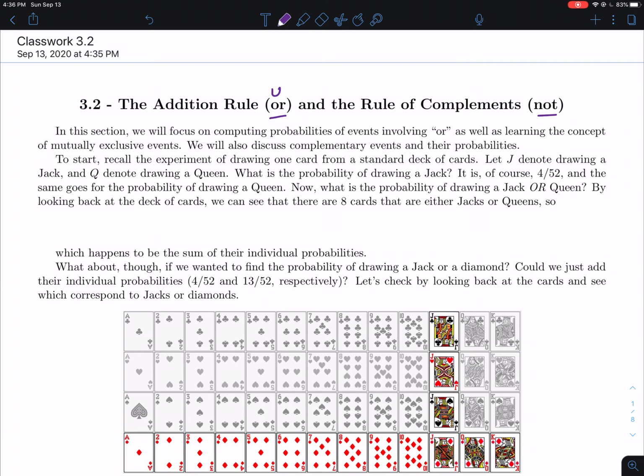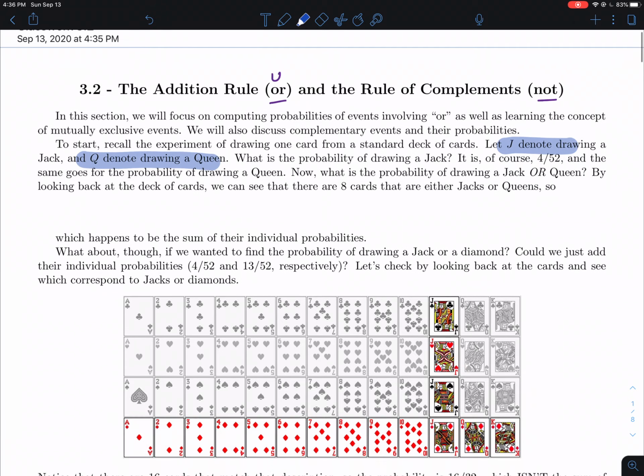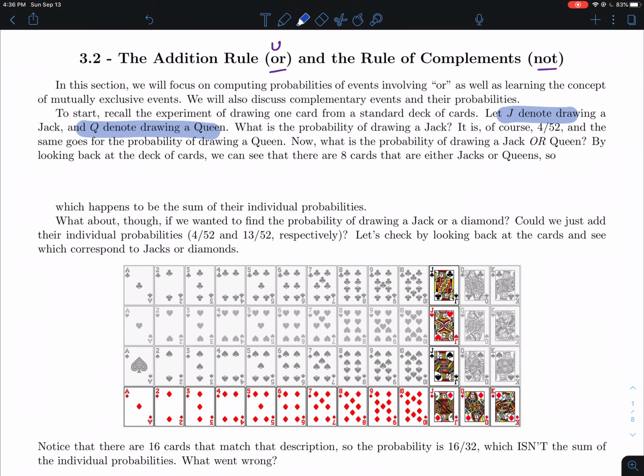So in this section, we're going to start with the "or" type problems. Again, let's talk about drawing a card from a standard deck of cards. Let's assume we let J denote drawing a jack and Q denote drawing a queen. What's the probability of drawing a jack? We know that there's 4 jacks in our set of cards. Remember, our jacks are these guys right there, and then the queens are these guys. Again, there's 4 of those as well.